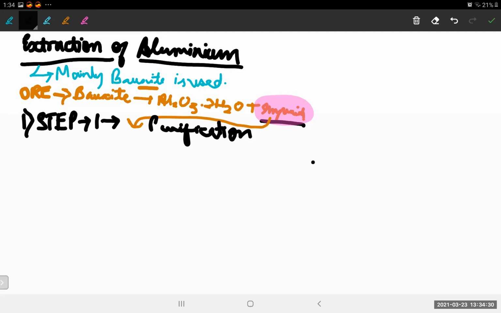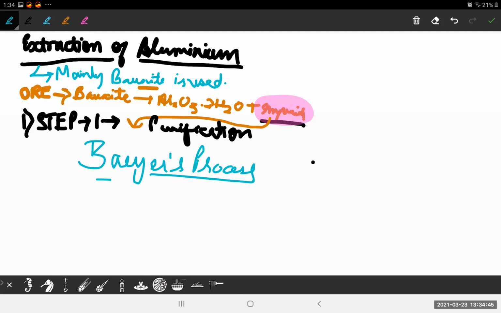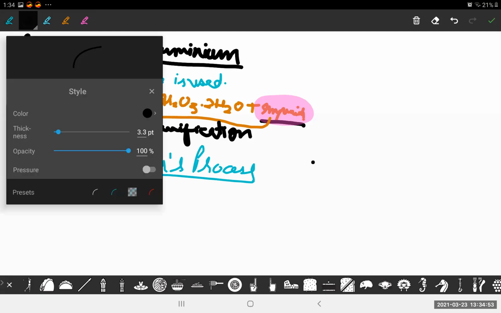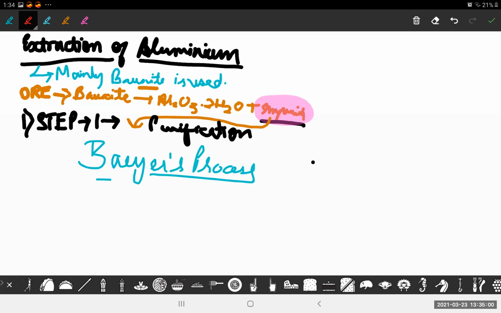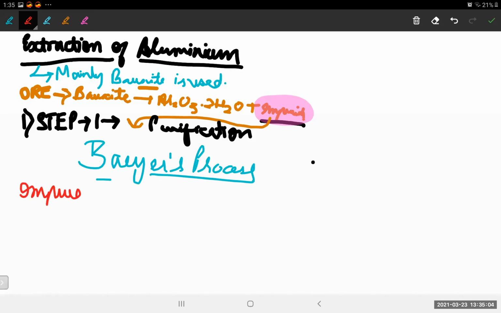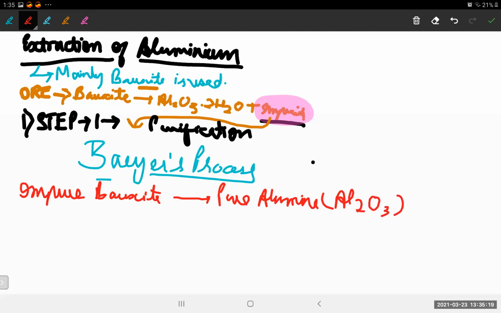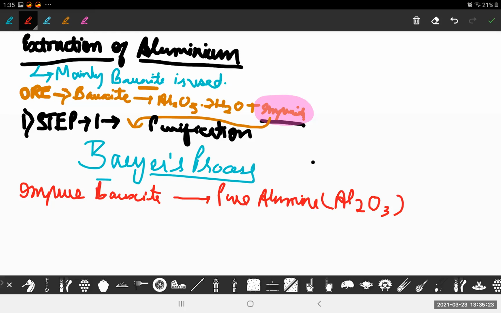Okay, so for this we use a process that is known as the Bayer's process, a very important process. You must have heard about it in your syllabus. It's the Bayer's process. So please pay attention in this process. It's a very important one. Okay, so what do we do in this process? We convert impure bauxite to pure alumina. What is pure alumina? Al2O3. Okay, and what is impure bauxite? Al2O3.2H2O. So we have to remove the 2H2O.